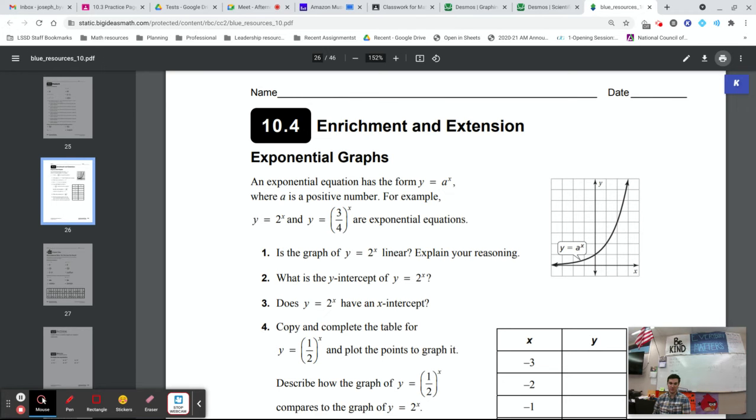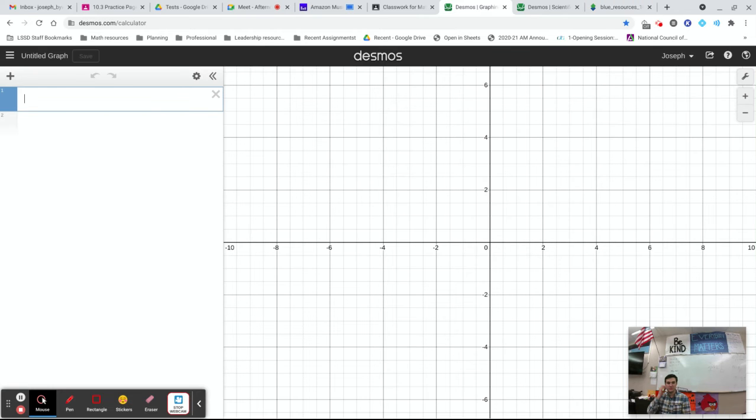Turns out we can also talk about a thing called an exponential equation, and that's what you're exploring in this enrichment worksheet. Spoiler alert, it looks like a bit of a curve. Now, you can use this thing called Desmos. You can go to desmos.com and go to this graphing calculator, and you can type in different equations to see what they look like. For example, there is a linear equation right there.